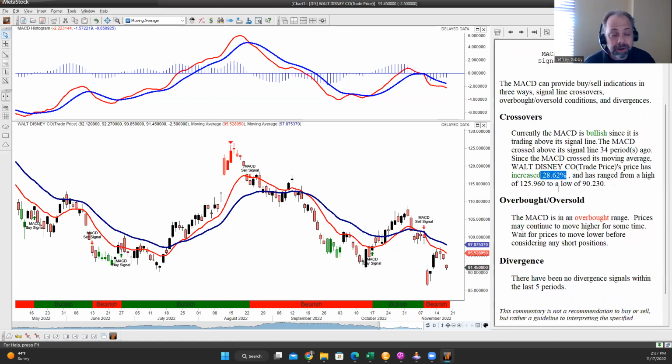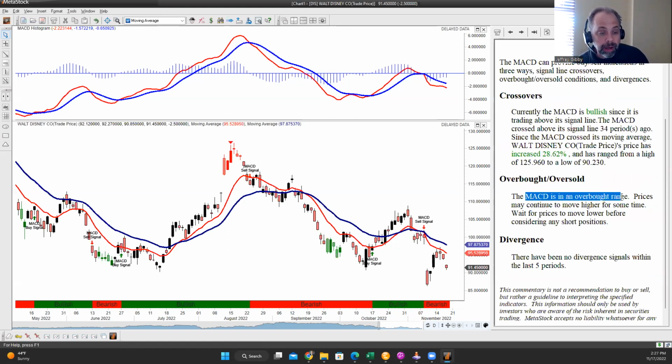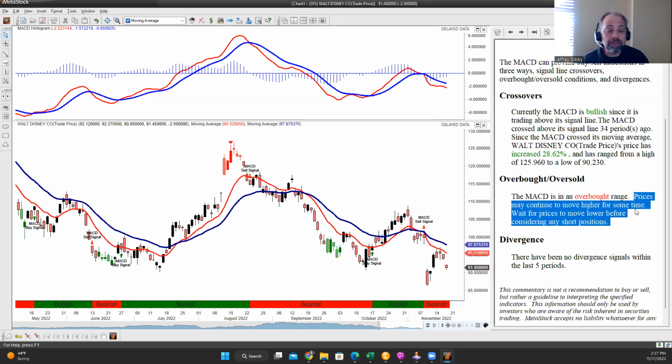But it is going to start to give us a warning because that's a fairly significant move that's happened. And the warning that it actually gives us is the MACD is in an overbought range. Okay. But be careful. I added that part. Prices can continue to move higher for some time. Wait for prices to move lower before considering any short positions or even exiting. Because what you'll find is that the trend can remain extended for long periods of time.